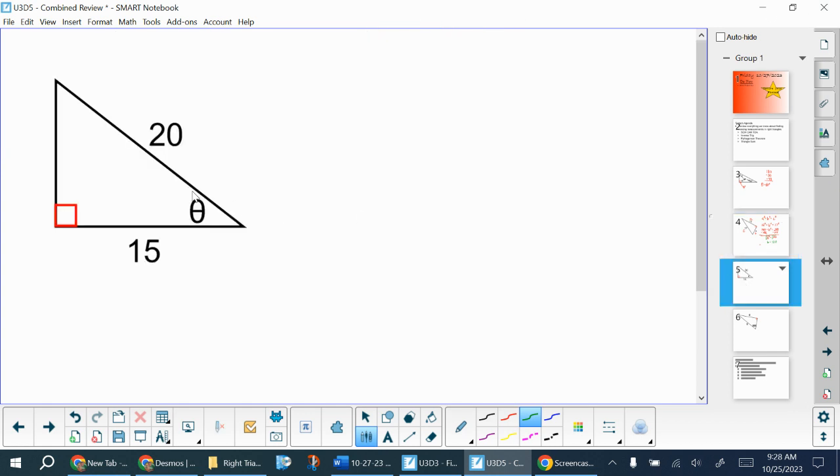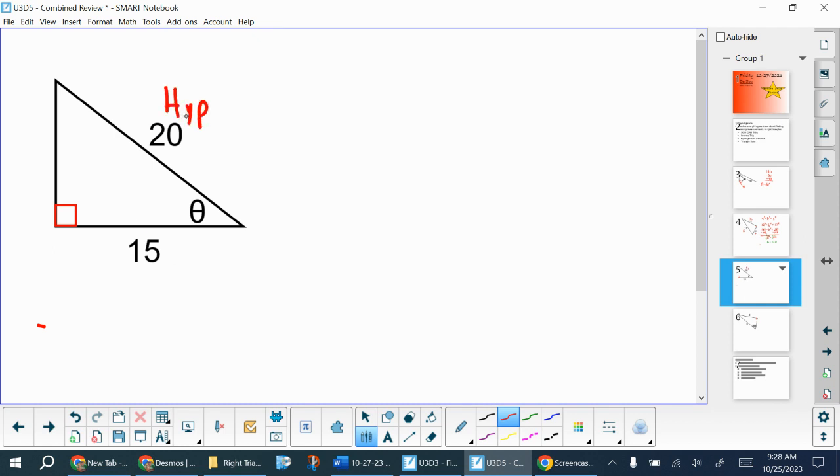Next one. This time we are finding an angle. You can see theta there. That is the angle I don't know. But we don't know the other angle, and we have sides. If I have the 2 sides and I don't have the other angle, now I can use my sine, cosine, and tangent. I'm going to start here by identifying my sides.